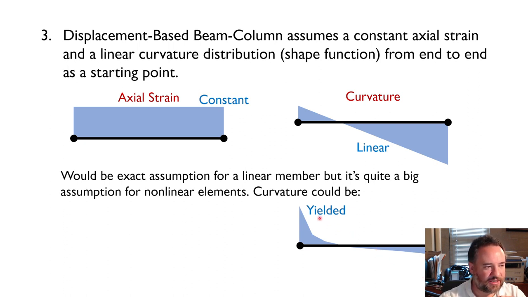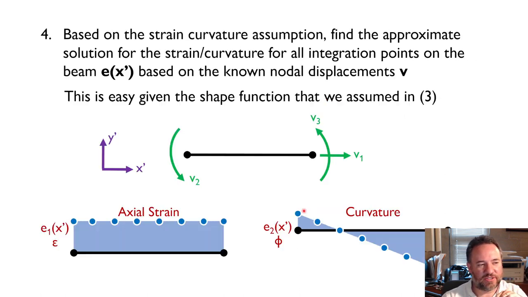Okay, so that means if I make a linear curvature assumption between the two ends, I would draw a straight line between this end and the other end, and you'll notice now that the distribution doesn't look at all like that anymore. So it's a pretty big assumption for nonlinear elements. Again, for linear elements, this would be a good assumption, but now that we have nonlinear elements and we have concentration of curvatures caused by yielding, this is not a really great assumption anymore. So if we want to use this element, we're going to have to pay attention to this fact. And we can still use it, but we have to do some additional things in order to use it.